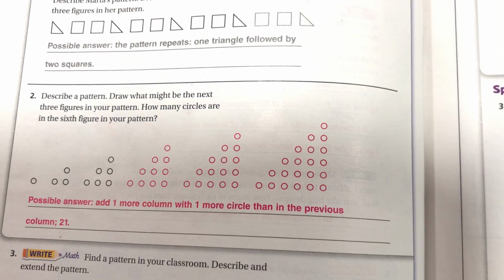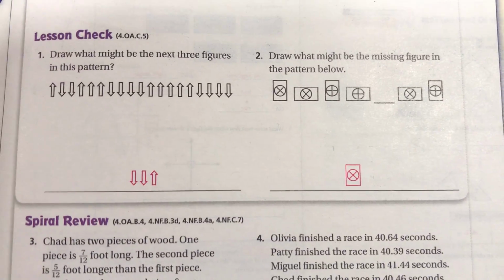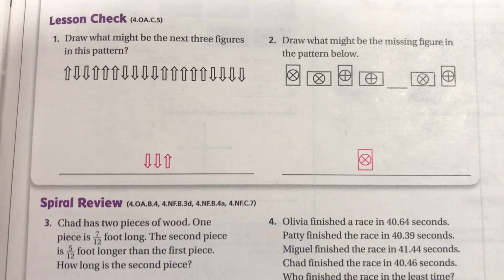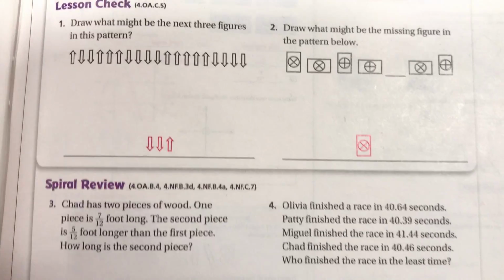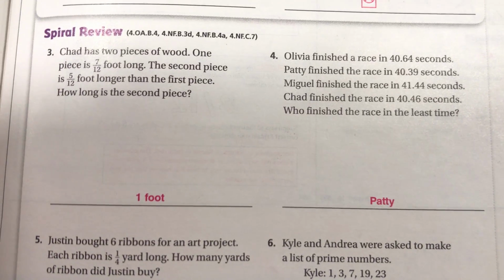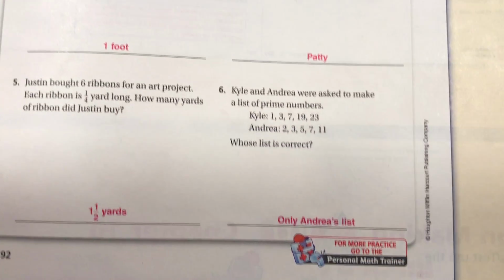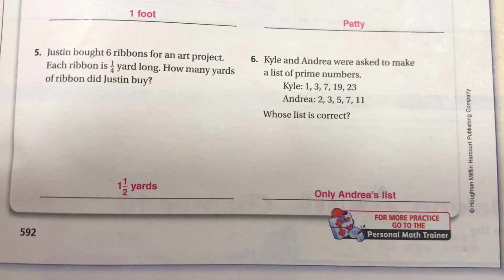Okay, friends, here's the answer to page 591, the homework, which is just number 2. Of course, number 3 doesn't have an answer there. And here's page 592. Here's number 1 and 2. Did you get that? Number 1 was always a little tricky. And here's 3 and 4. And again, if you ever have any questions on the spiral review, just let us know. We'll be happy to go over that with you. And here's 5 and 6.